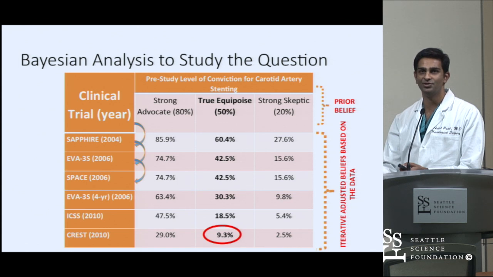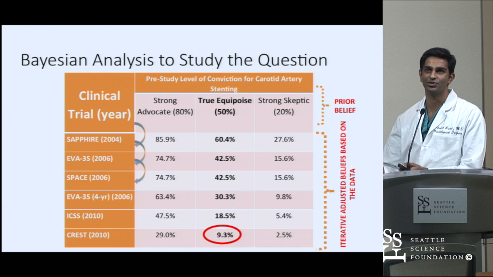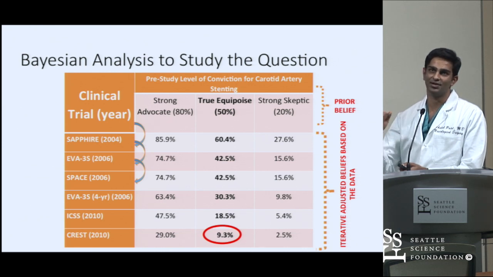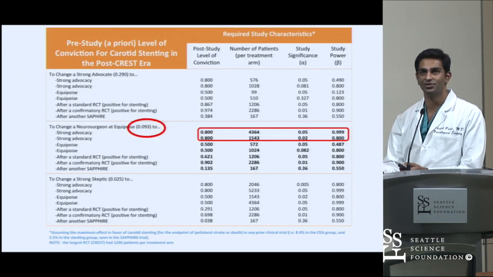Keep adding the trials as you go through the years, six or seven trials later. If you're at true equipoise at the beginning, you're now only 9.3% likely to favor stenting based purely on the data itself. And you just use Bayesian calculation through each trial sequentially. And even if you're a strong advocate, if you're just like, I'm a cardiologist, I love stenting, if you just went by the data, you should only be 30% for stenting altogether.